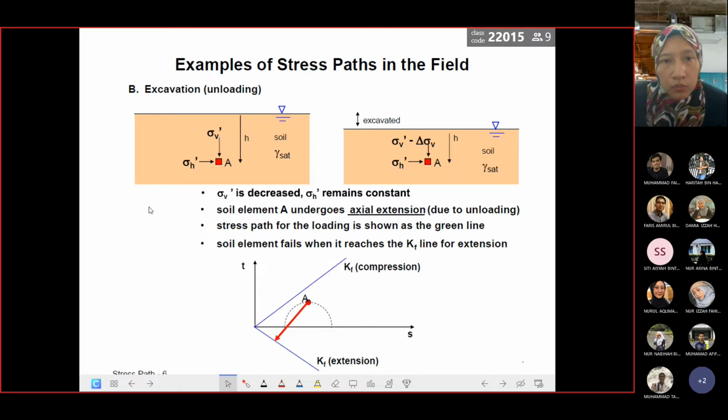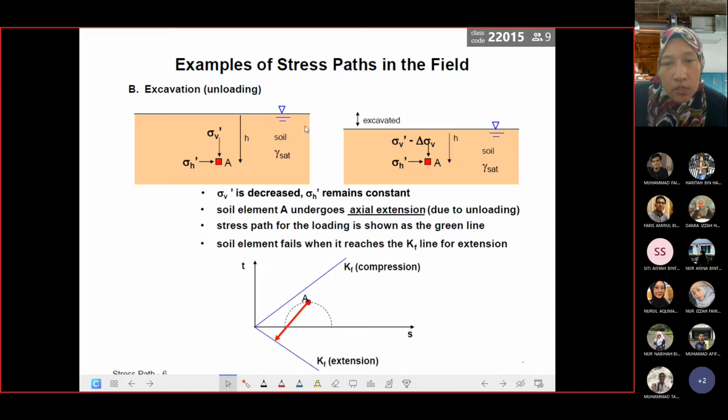How about unloading? Unloading ni one of example dia adalah excavations. So bila kita buat excavation process it means that you unload, you reduce the loading on sites lah. Maknanya tegasan yang dialami oleh tanah tu dia mengalami pengurangan. So what you can have is the vice versa from the loading conditions. You can see that right now the effective vertical stress getting lower or decreased, but the sigma H remain constant. So soil element A undergoes axial extension due to unloading. Stress pass for the loading is shown as the green line, and then the soil element fails when it reaches the KF line for extensions.